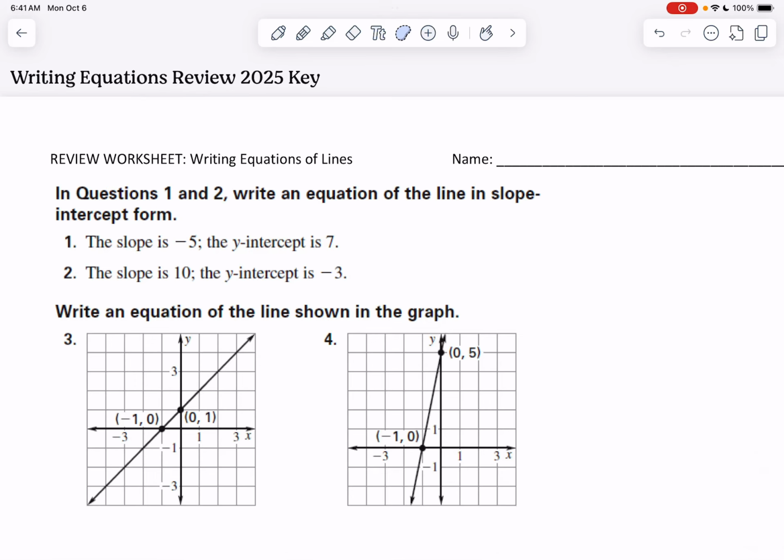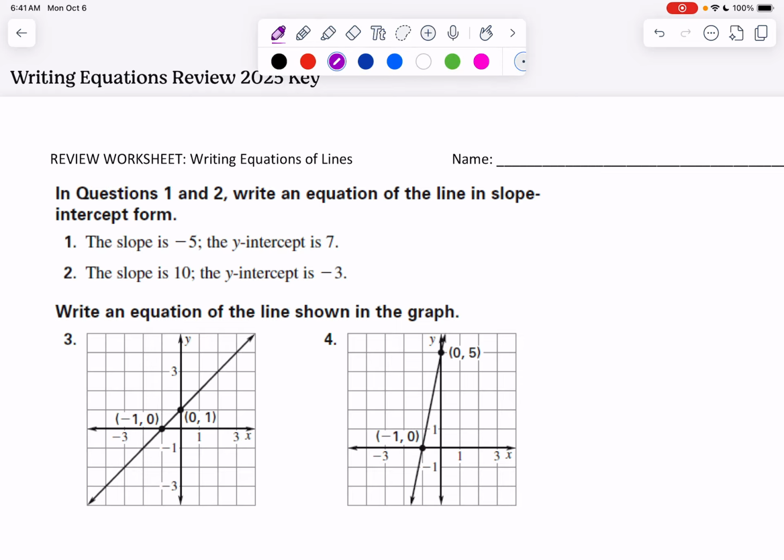Okay, so this is in case you just need a quick review before doing the Delta Math. In the case that you feel pretty comfortable writing equations of a line, you can just get right to the Delta Math. So we're going to start off with questions 1 and 2: write an equation of a line in slope-intercept form.